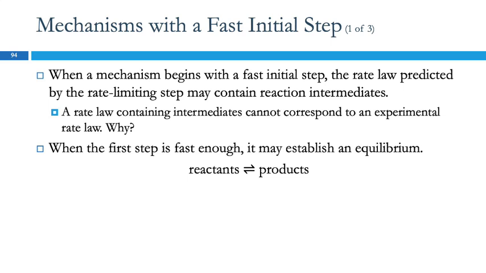So if a mechanism has a fast initial step, then the rate law that's predicted by the rate limiting step may have intermediate substances in it. And the rate law for that step with the intermediates cannot correspond to an experimental rate law. Why is that?